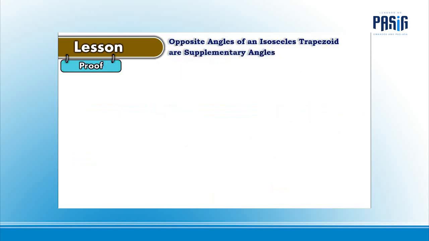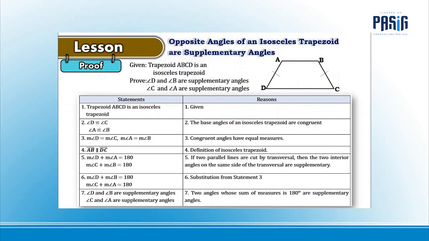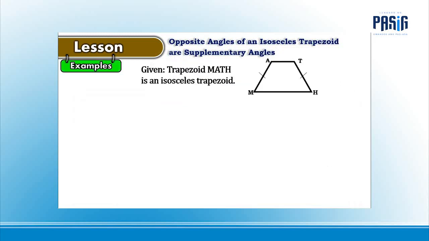Theorem number 2 states that opposite angles of an isosceles trapezoid are supplementary angles. This is the proof of this theorem. Let's solve problems involving opposite angles of an isosceles trapezoid.